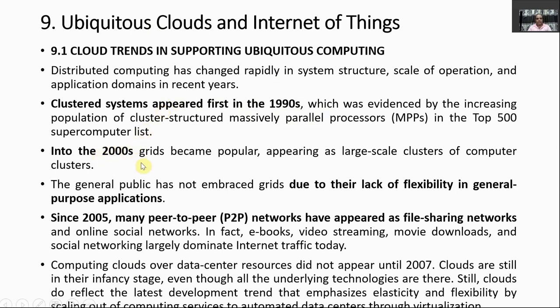appeared in 2000 and became very popular, but due to their lack of flexibility for general purpose applications, they did not become as popular as the cluster systems. In 2005, many P2P networks appeared as file sharing networks and online social networks. Examples like ebooks, video streaming, movie downloads, and social networking largely dominated the internet traffic.